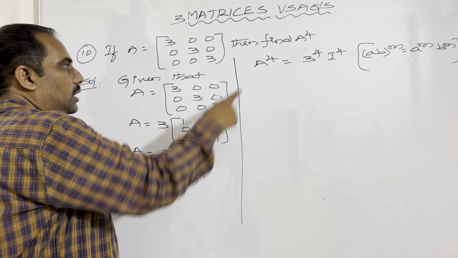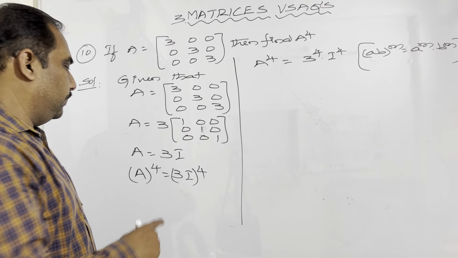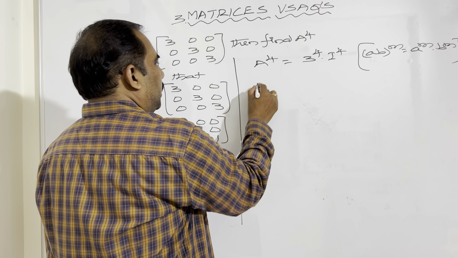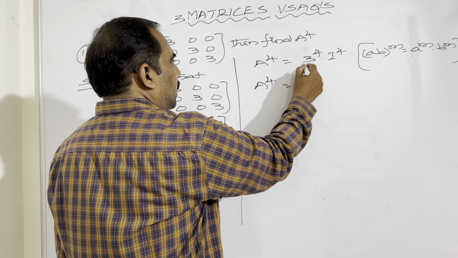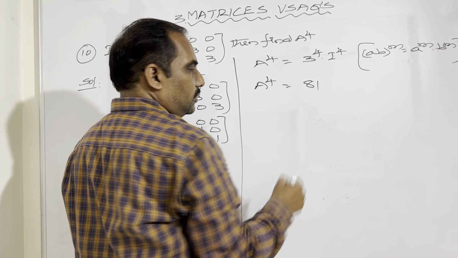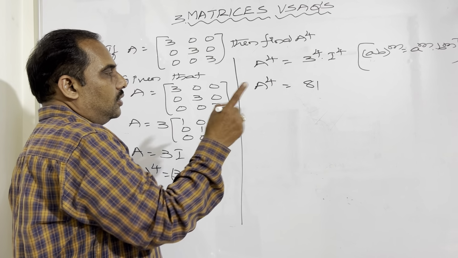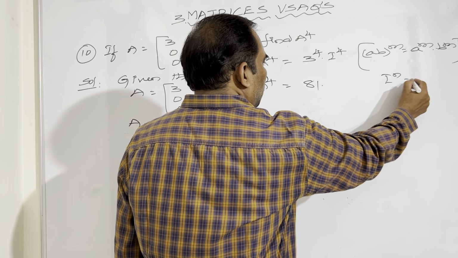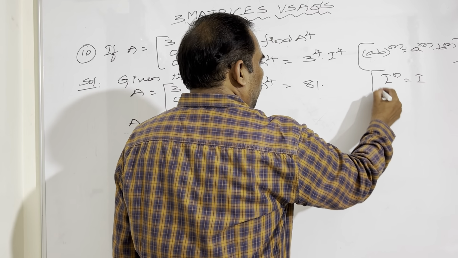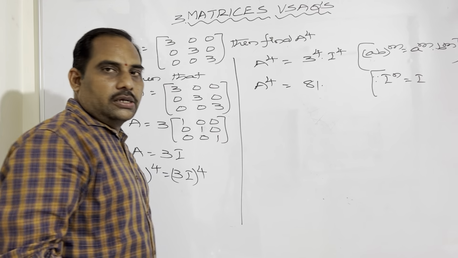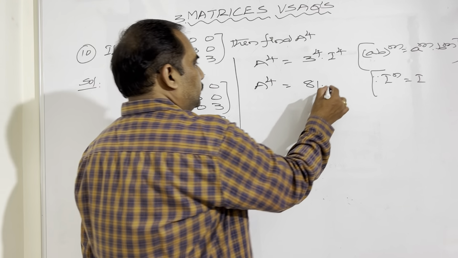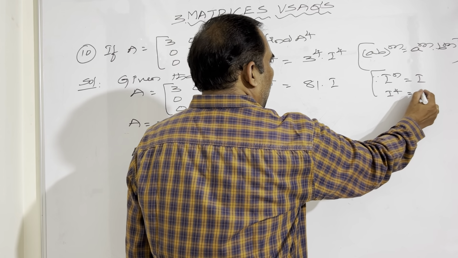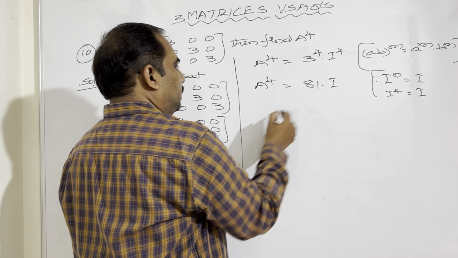Same like that, 3I whole to the power of 4 is equal to 3 to the power of 4 into I to the power of 4. And A power 4 is equal to 3 power 4, which is 81, 3 into 3 into 3, 4 times, into I power n. I power n is always equal to I. So I power 4 is also equal to I only. That's why 81 into I.